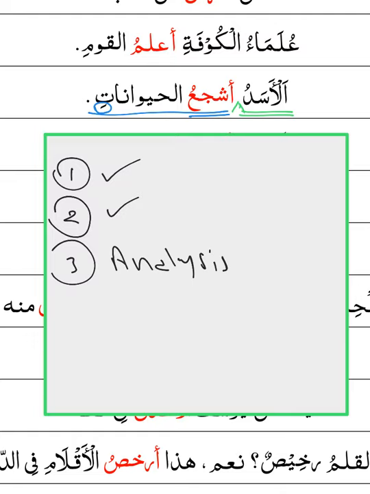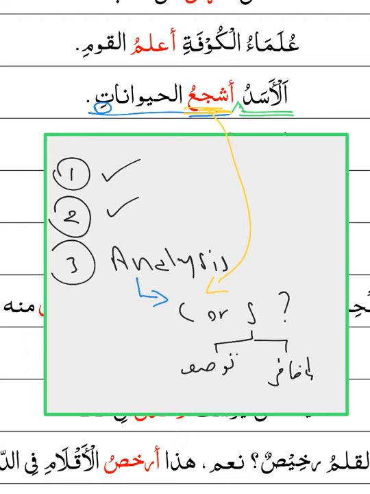Now we are going to go to what we call more analysis, meaning let's look at the individual words and see if we can go a little bit deeper. Ashja' is ismut tafdil. Whenever you see an ismut tafdil, we ask the question, is it comparative form or is it superlative? Well, it's in the superlative form. If it's in the superlative form, we ask ourselves, is it murakkabe idafi or is it murakkabe tawsifi?